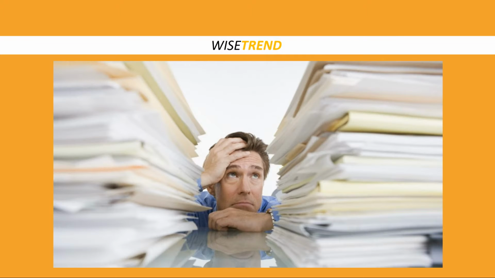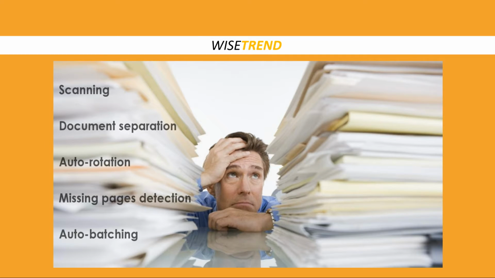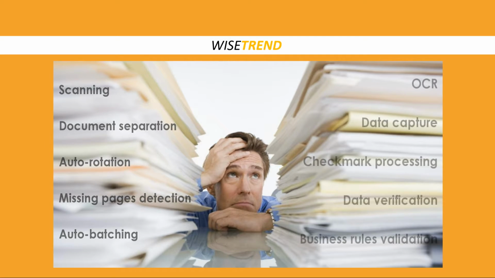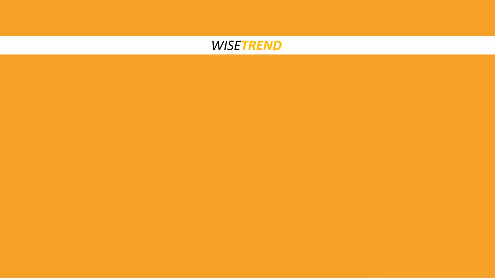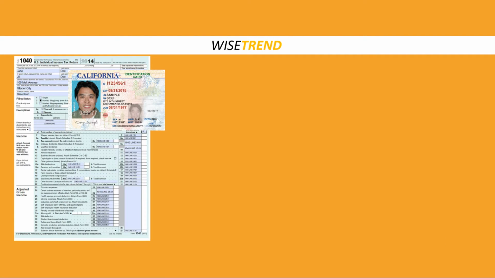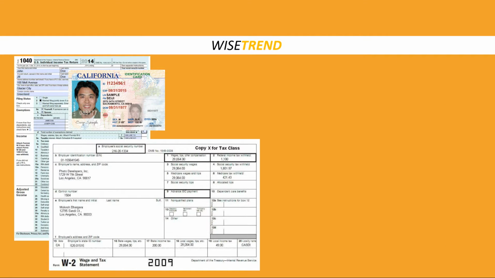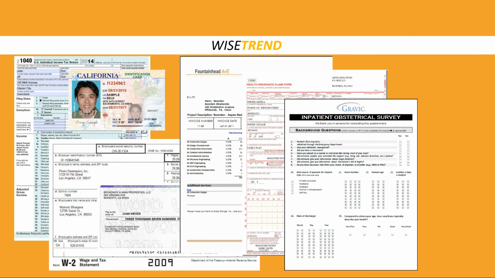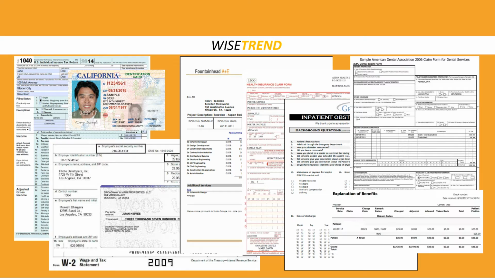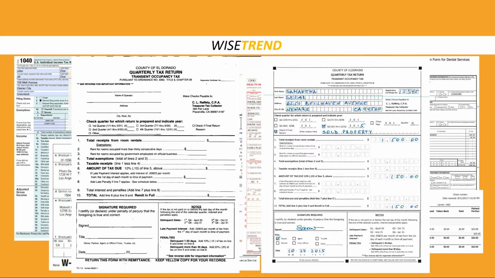Get ready for your document processing life to change completely. WiseTREND provides computerized document processing, paper flow automation, and data extraction software packages for a variety of documents and forms. These include, but are not limited to, standard government forms such as IDs and IRS forms, specific to industry document types like invoices and healthcare claims, and of course your own custom forms.